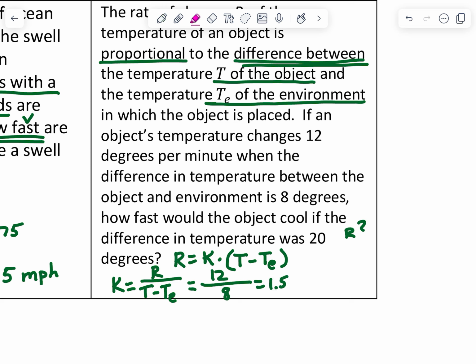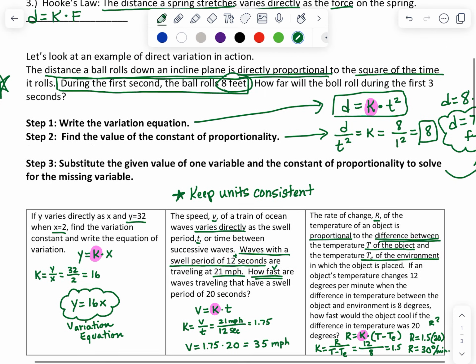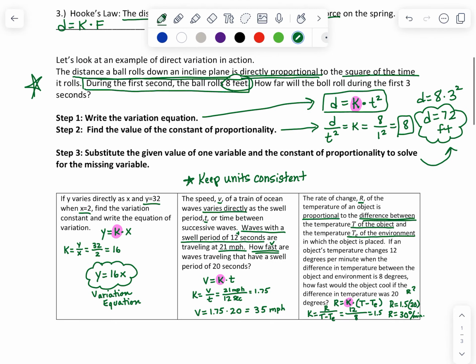So we do R equals 1.5 times the difference in temperature, which was 20. 1.5 times 20 gives us 30. So the rate of change of our temperature is 30 degrees per minute. That's direct variation. We will find another video on inverse variation and joint variation in just a little bit.